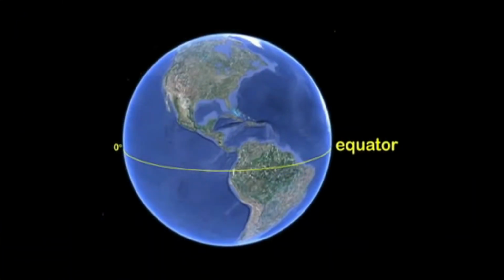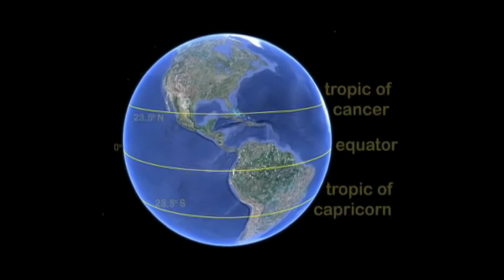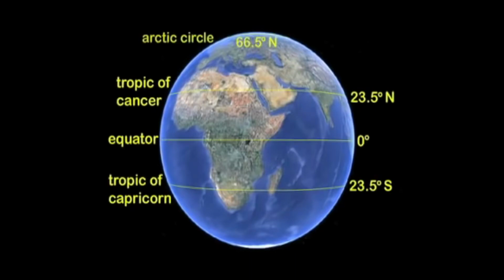There are several other unique lines of latitude. The Tropic of Cancer lies at 23.5 degrees north. The Tropic of Capricorn lies at 23.5 degrees south. The Arctic Circle lies at 66.5 degrees north, and the Antarctic Circle lies at 66.5 degrees south.